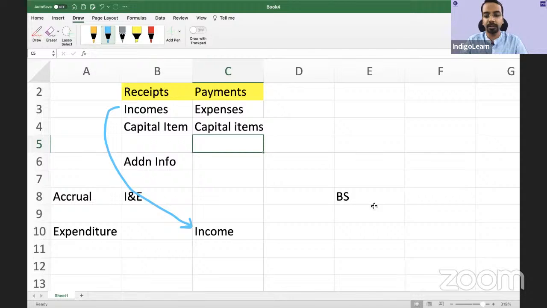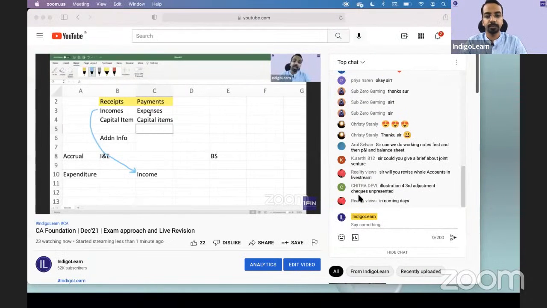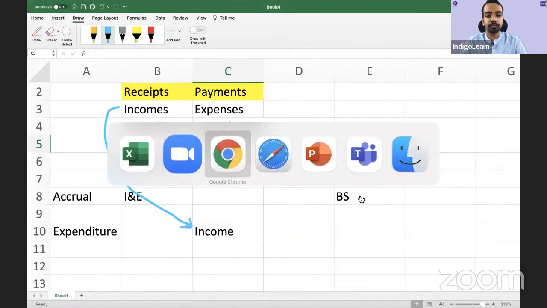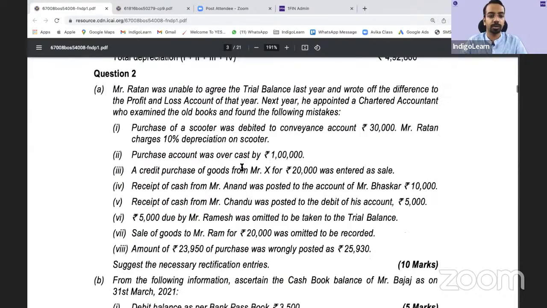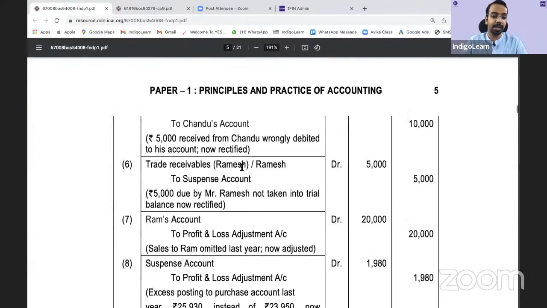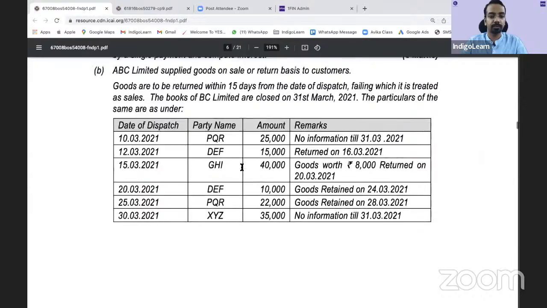So what we'll do is, let me share the screen with a question. Okay, so here I'll take one question that will help us understand the framework that we are talking about.